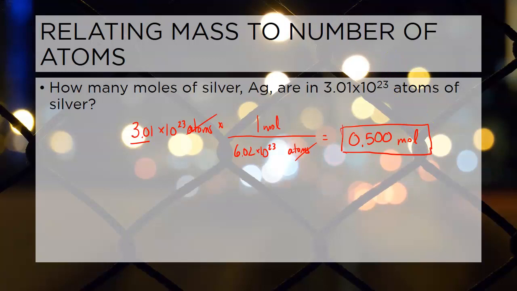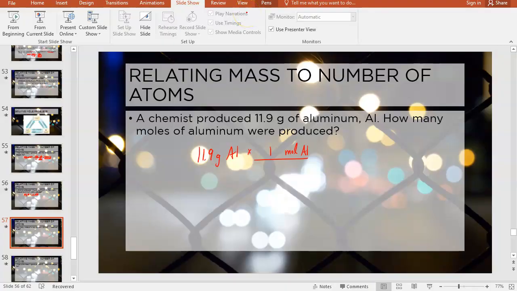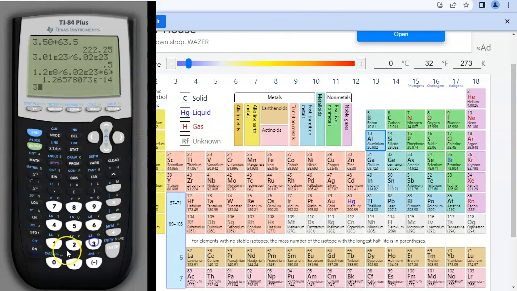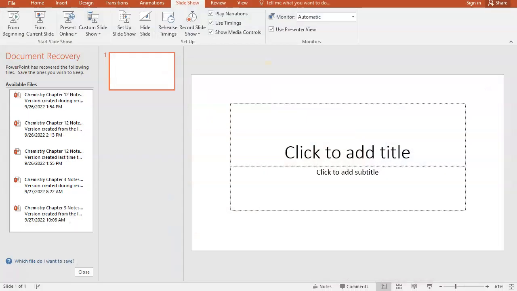But I do want to show you how to do that because I want us to get used to using the calculator in this way. There goes my PowerPoint. But it's 3.01 E23. Don't put any 10s in there. Just leave it 3.01 E23 divided by 6.02 E23. And I get 0.5. So just to remind you how to do that.